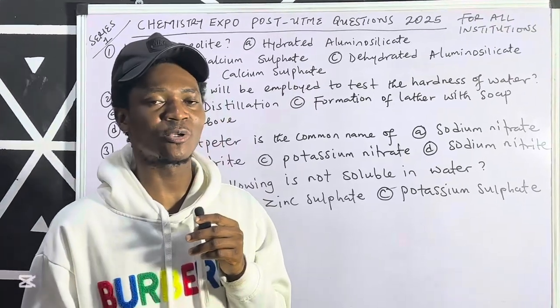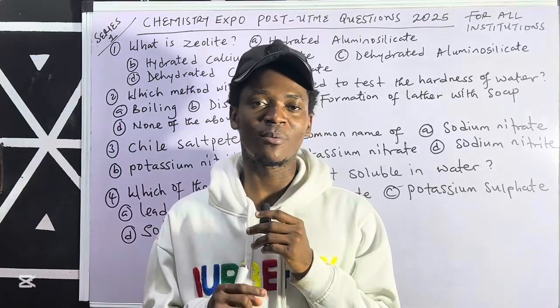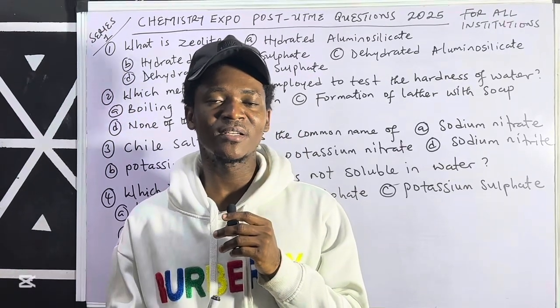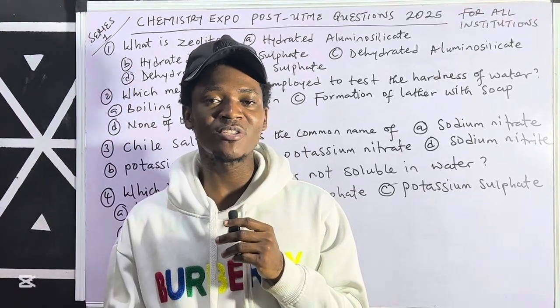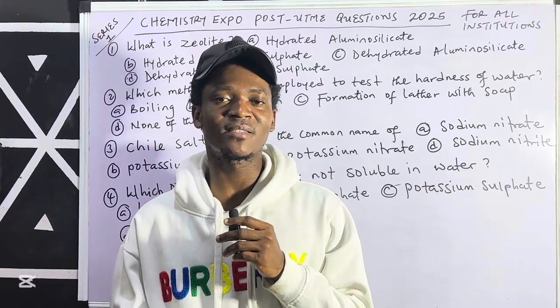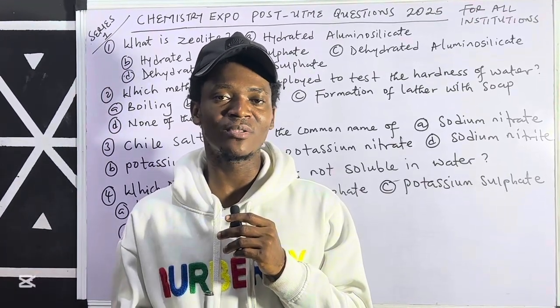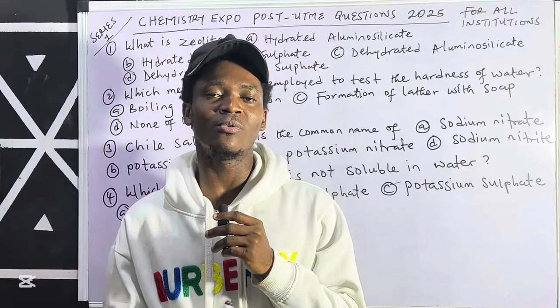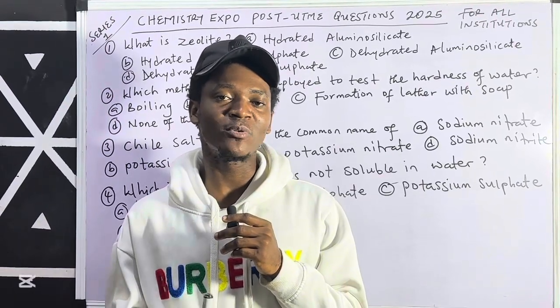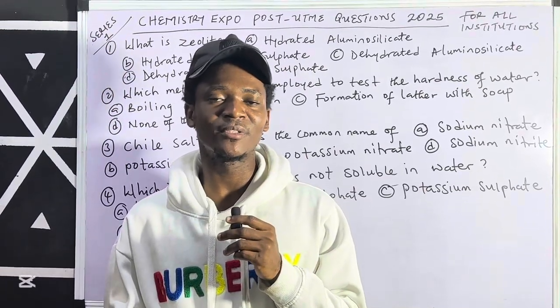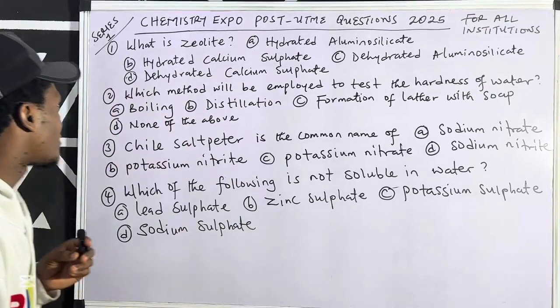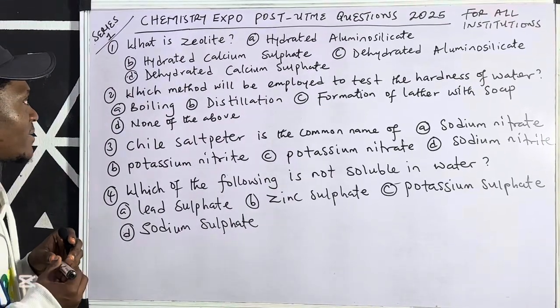We have the addition of caustic soda, which is sodium hydroxide, NaOH. Then we also have the addition of washing soda, which is sodium carbonate decahydrate, that's Na2CO3.10H2O. And then we still have the permutit and the zeolite method. Now, they are asking us for what zeolite is.